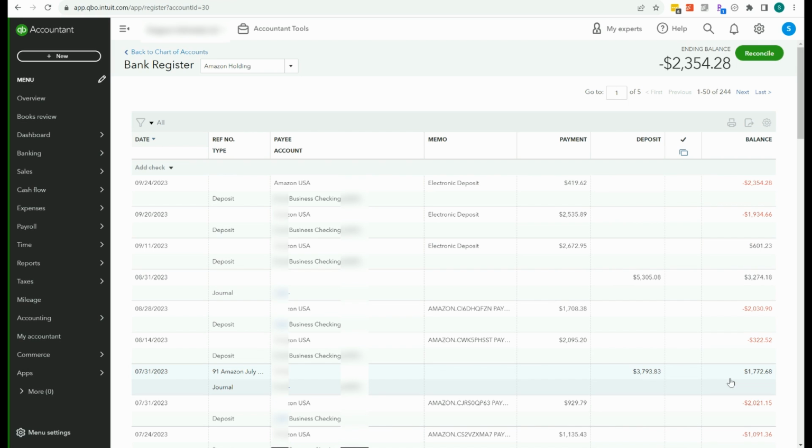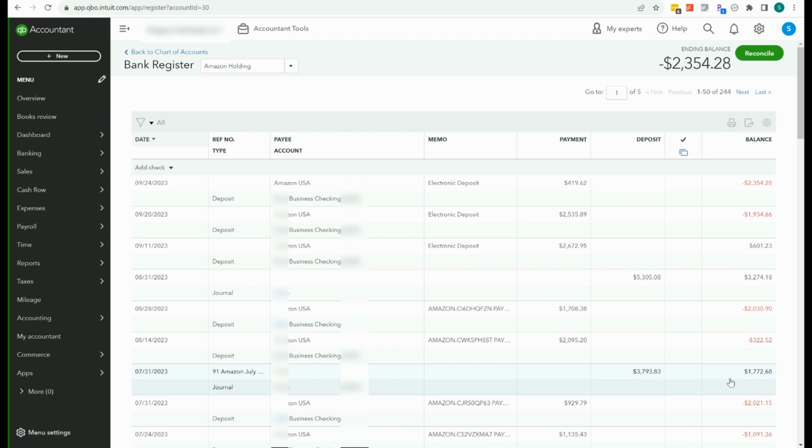But I have done this method with many clients, and rest assured, I've had clients who then close their Amazon accounts, and when this is all said and done, it comes to zero as it should. So I have a lot of experience with this, and it works out really well.